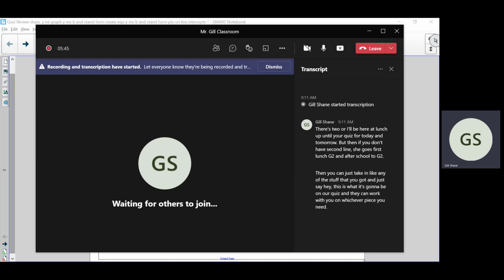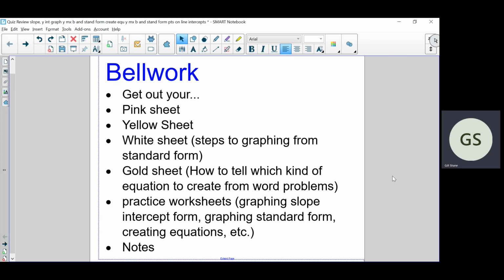All right, so we are recording. My smart board is not working great, but it should be able to get us through. All right, so this is a list of what you're going to want to have for the quiz. So the main thing I would say, yellow sheet, pink sheet, white sheet, these first three things. Yellow sheet is graphing from y-intercept or slope-intercept form, which is y equals mx plus b.